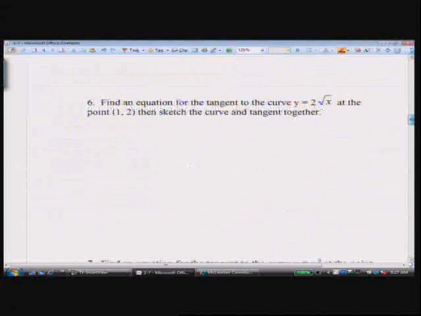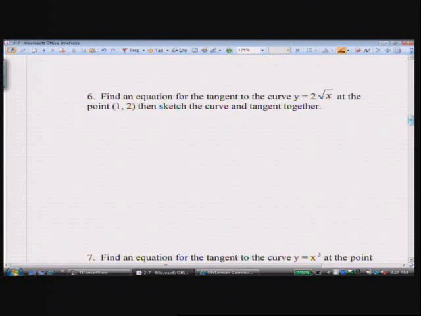Okay, so we'll do another problem to help you guys understand this. So this is just another problem. This is number 6. All right, it says find an equation for the tangent of the curve y equals 2 square root of x at the point 1, 2, and then sketch the curve and the tangent together. Okay, so this 1, 2 is your x naught and your f of x naught. Now sometimes they may just give you x naught, and you can always find f of x naught by plugging x naught in. So you could plug 1 in here, and you find that you do get 2 when you do 2 times the square root of 1, which is just 2.